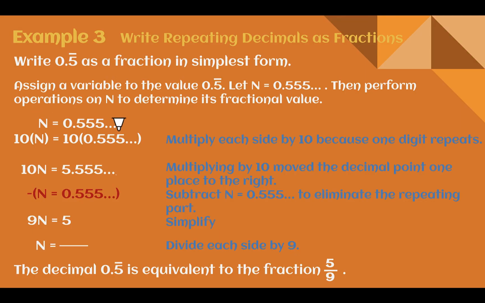Let's say n is the repeating decimal, so 5 repeating. Only 1 digit repeats, so we have to multiply by 10. Once we multiply by 10, we get 10n equals 5.5 repeating. Subtract the original, so minus n, I get 9n. Take off the repeating part, and I end up with 5.